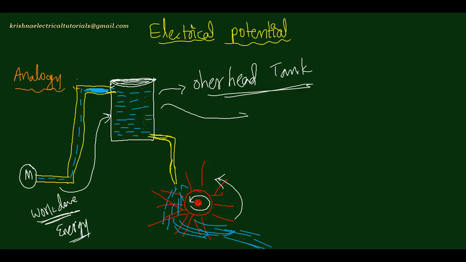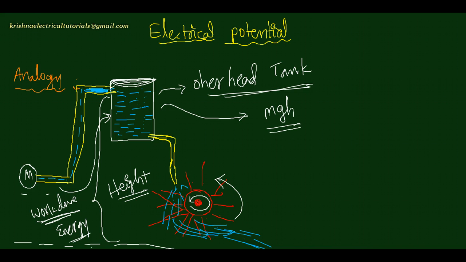this overhead tank. We stored water, but from ground level, say somewhere it is ground level here. So from ground level to the overhead tank, we will have some height. As per classical physics, the amount of energy stored in the tank is mgh, that is potential energy. So that is the energy stored in the overhead tank.